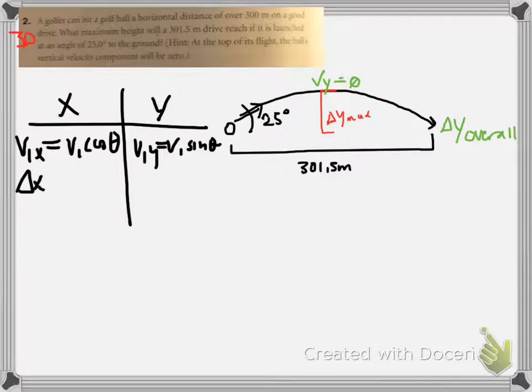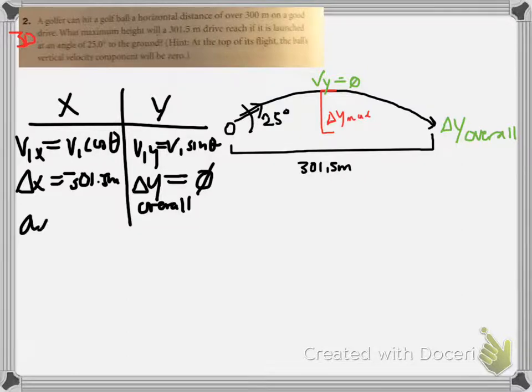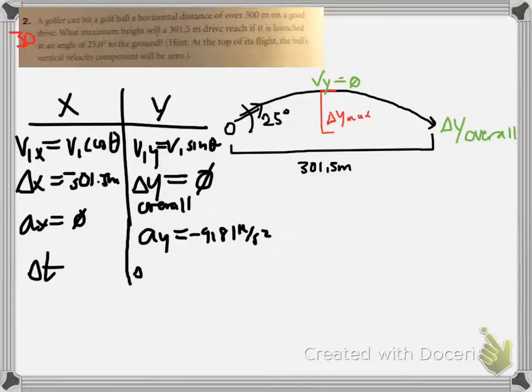Do we have an overall delta x? Sure, 301.5 meters. Do we have an overall, and note that I am writing that in there, delta y? Yes, it's 0. Boy, is that important. Do we have an acceleration on the x? Yes, 0. Do we have an acceleration on the y? Yes, negative 9.81 meters per second squared, negative g. Do we have a way to use time as our bridge? Of course we do.